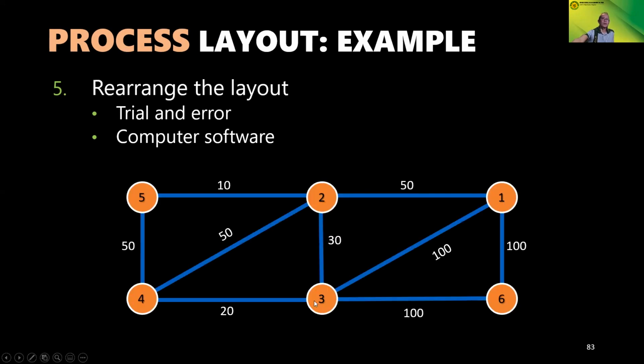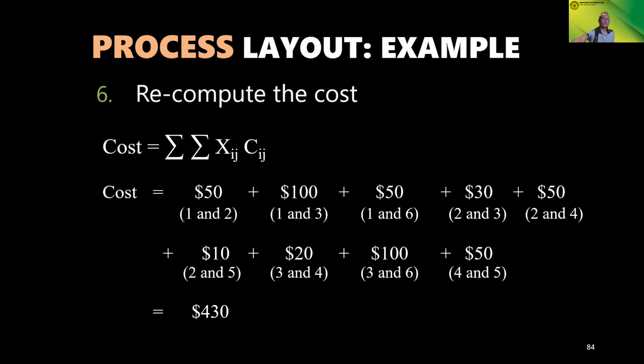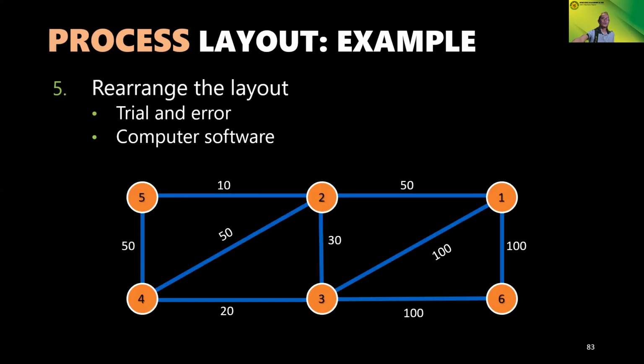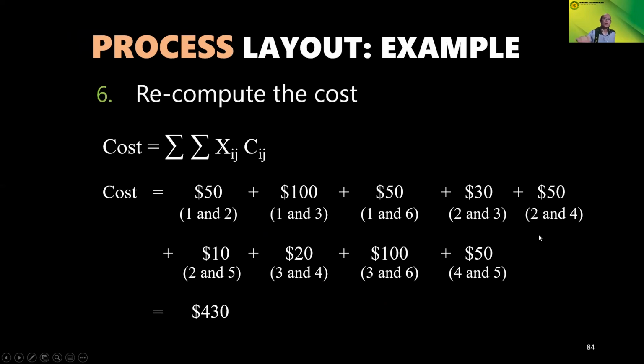So, 1, 3, 6. The loads between these departments are 100. They are all adjacent now. There are no more non-adjacent departments. All departments are adjacent to each other. So, the last step is to recompute the cost. The total cost for this rearranged layout is now reduced to 430 from 570.